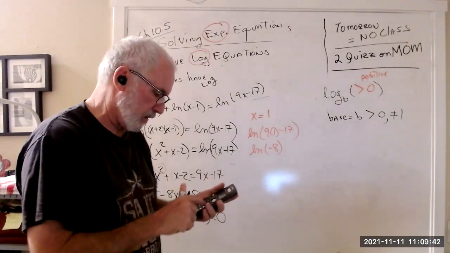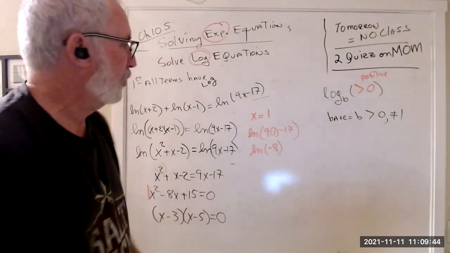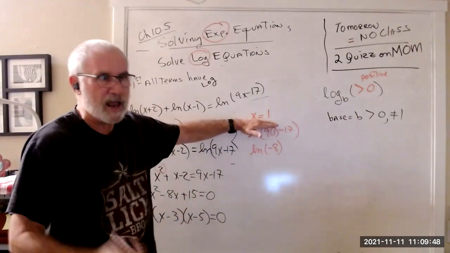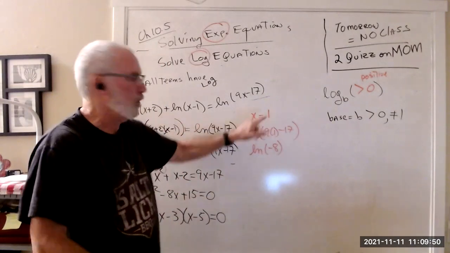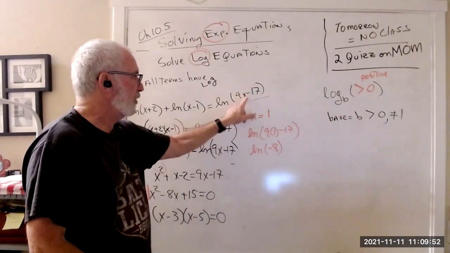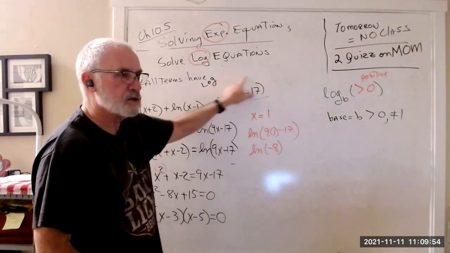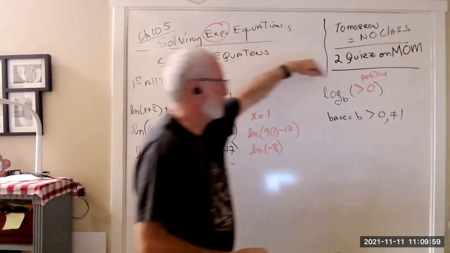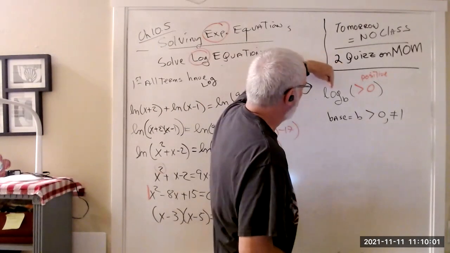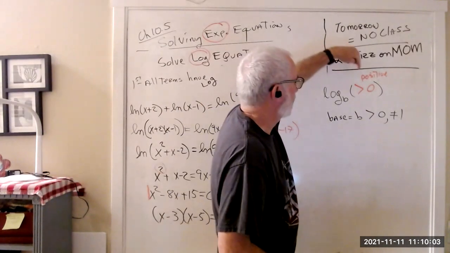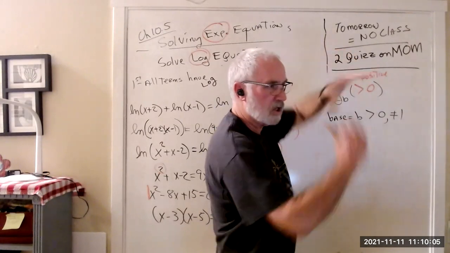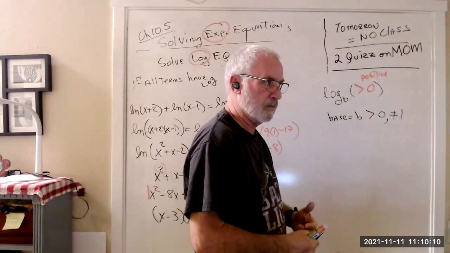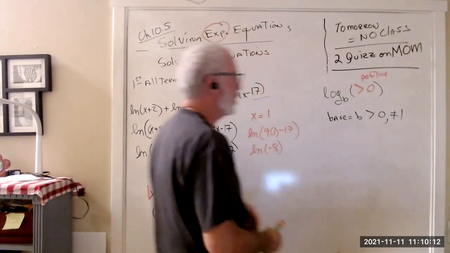Yep, error again. So even though x was positive, your answer was positive, when you plugged it back here, it made this quantity negative. But one of the log restrictions is that when you take the log of something, that quantity, that parenthesis, must be positive. That's a restriction on logarithms.